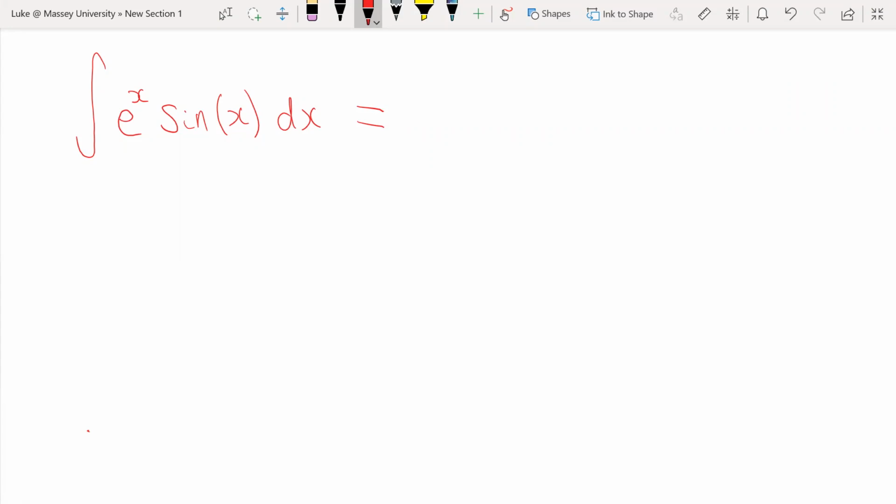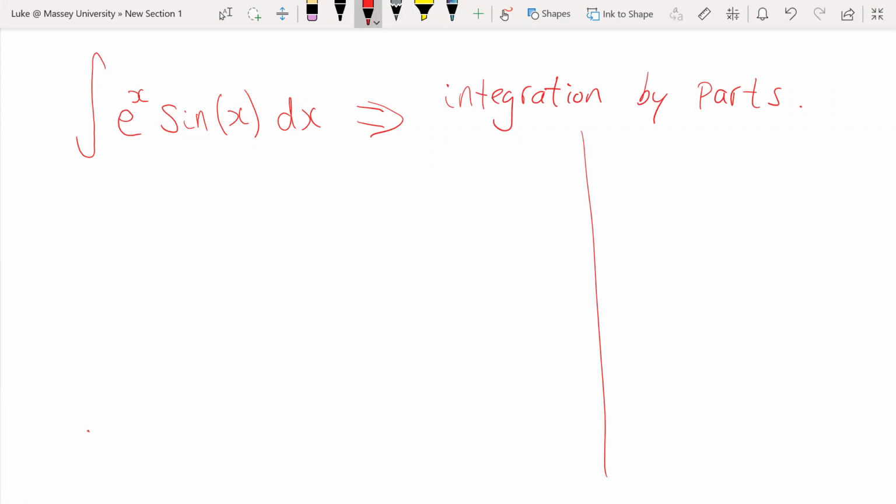Okay, and a lot of people have observed that to solve this problem, we need to use integration by parts, right? And this is something from first year calculus. But I would just say that I never personally memorize the integration by parts formula. I always just derive it because I just find that easier.